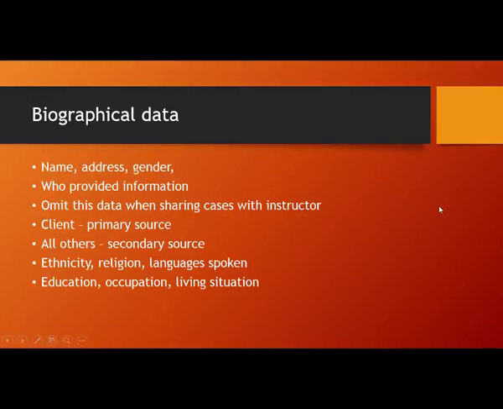So biographical data: there's a number of things, and this is not everything by any means. There are other things we could also include, but basically their name, their demographics, name, address, their gender, which usually is going to be male or female, although now we do have people that don't identify with a particular gender, and then we have transgendered people, so that may be a concern.